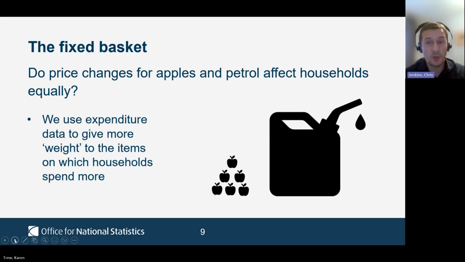So once we have our virtual basket, we then weight each item to reflect the relative importance of that item to us as consumers. So for example, most people would typically spend more on petrol than they would on apples. So we would expect the price increase for petrol to have a larger impact on the cost of our virtual basket than for apples. And we use expenditure, or the amount that we spend as households, on each item to weight each item within this basket. So weight is just a way we reflect the relative importance of each of these items within this vast basket of goods and services that we use for the Consumer Prices Index.